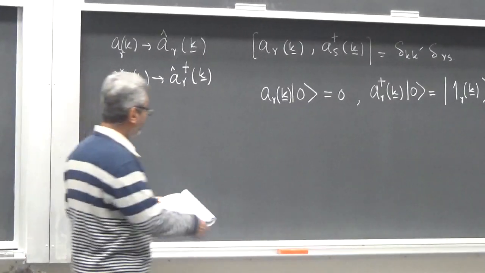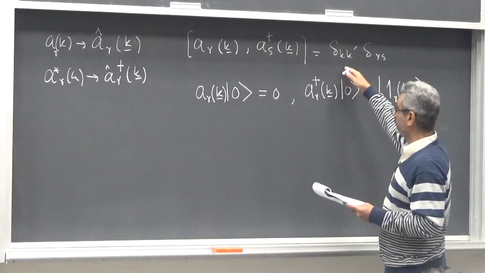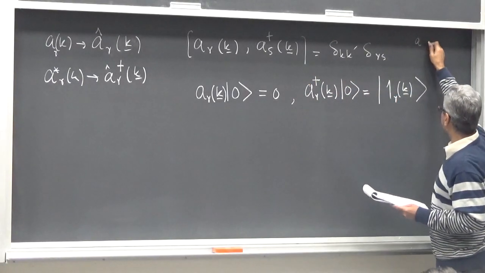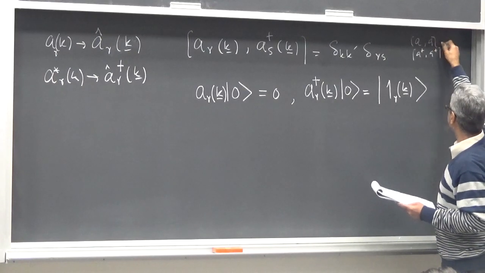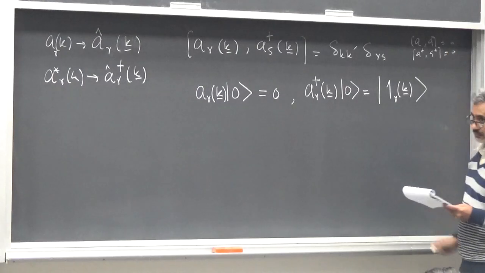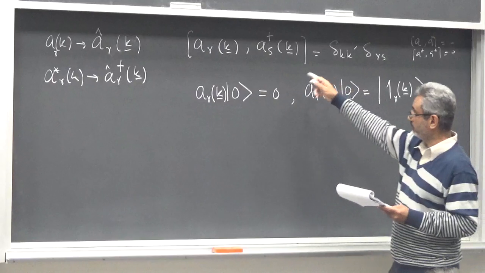And by the way, it goes without saying that if you have A with A or A dagger with A dagger, all of these are 0. Anything else? It doesn't matter what value of K and R there is.